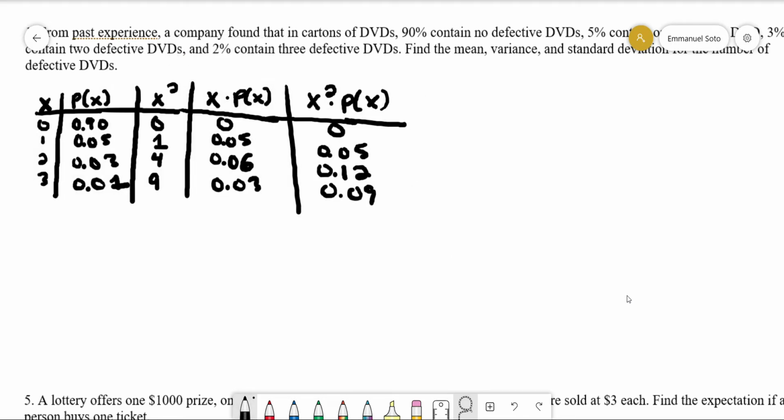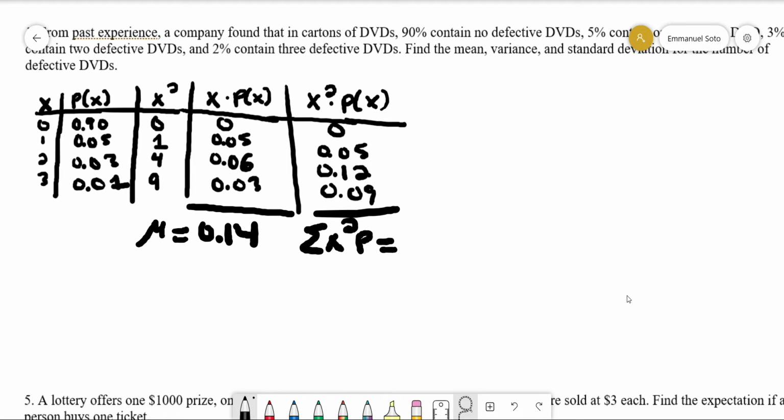We want to find the mean, so we have to add this up. So the mean is going to be when we add this. So 0.05 plus 0.06 plus 0.03, that's going to be 0.09, so this is going to be 0.14. Now we have to add this up, so sigma x squared p, that's going to be 0.21, so that's going to be 0.26. All right, so now we have the mean, so that's done.